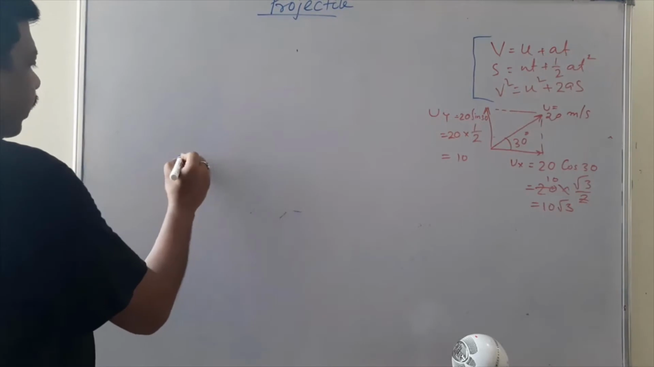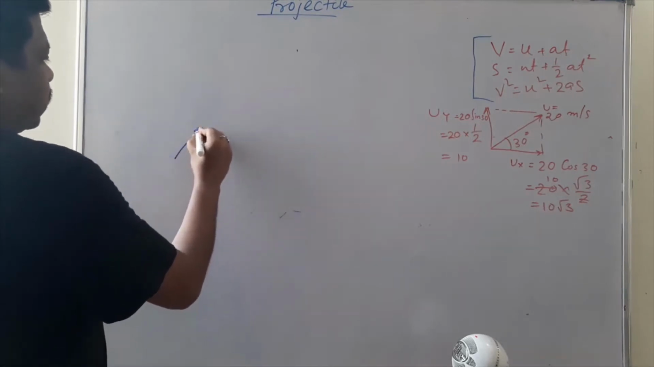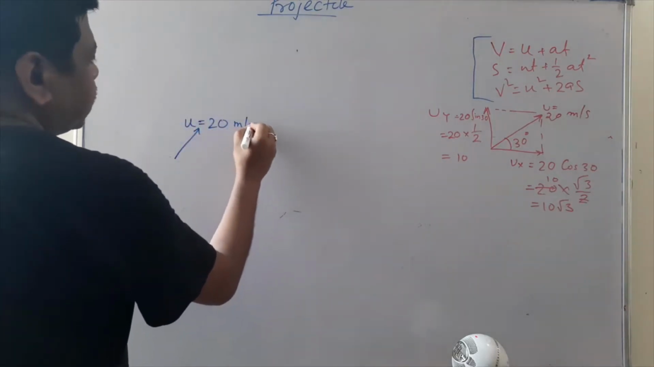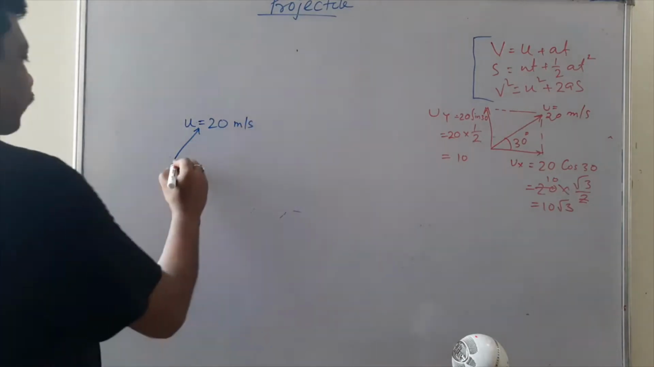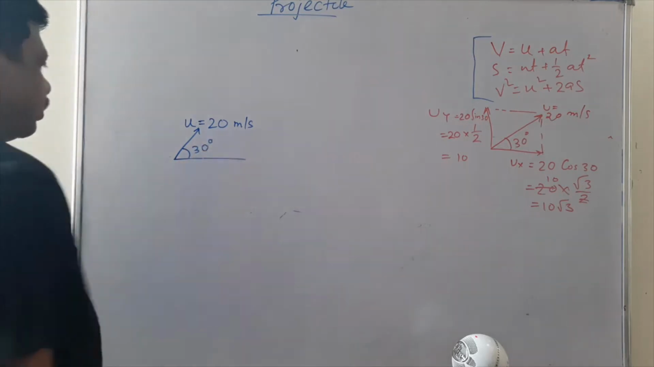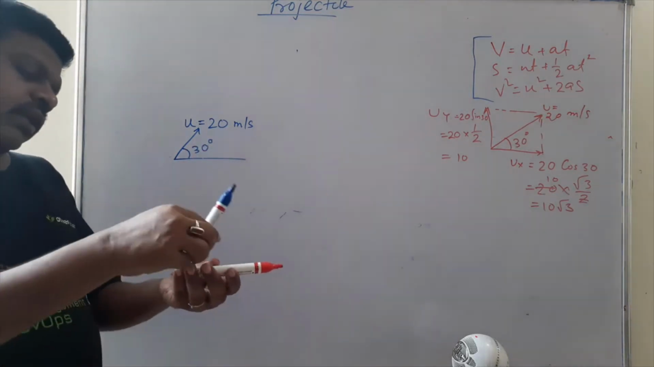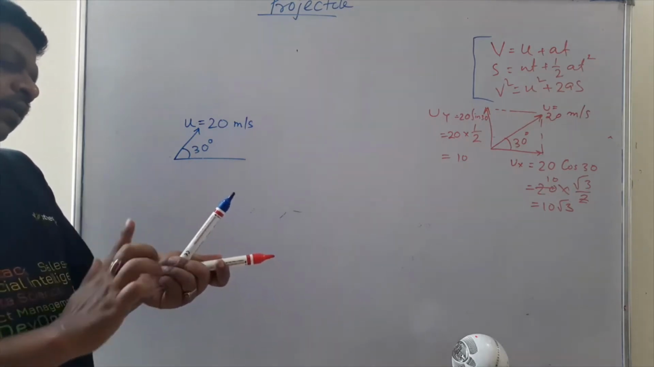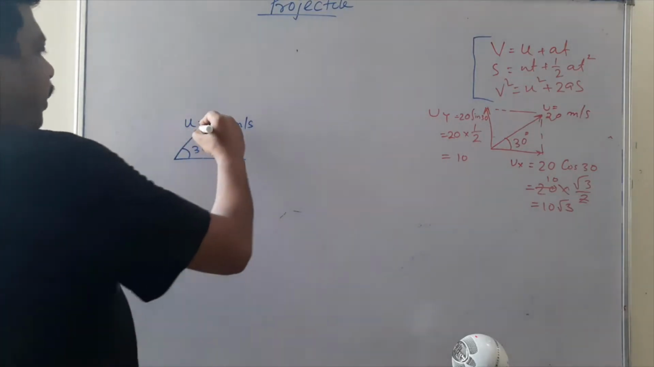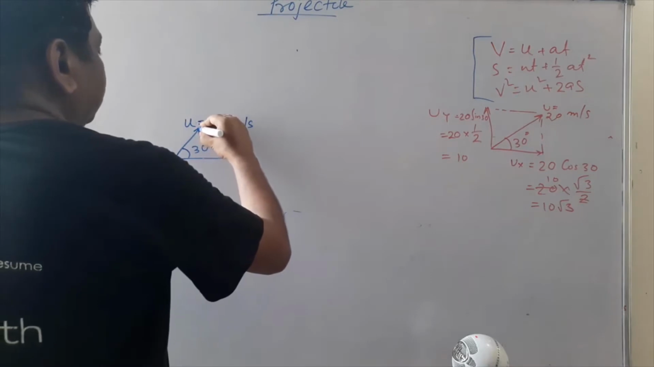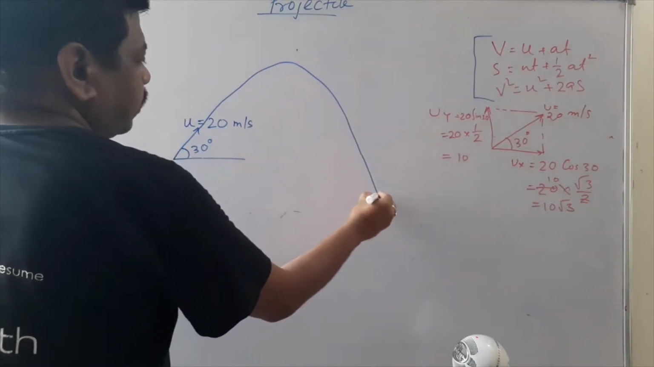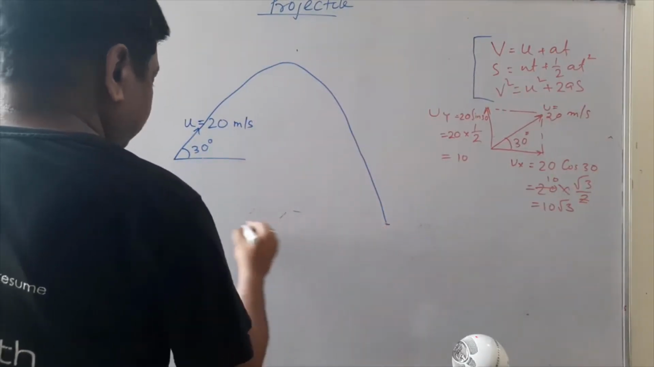You are throwing a ball at a velocity of 20 meters per second and at an angle of 30 degrees with the horizontal. So let's say this is your horizontal line and this blue pen is the direction of the ball, and this angle is 30 degrees. Now what will be the path of this ball? It will reach up to a certain height, then it will come down and touch the ground. Let's say this is the ground.